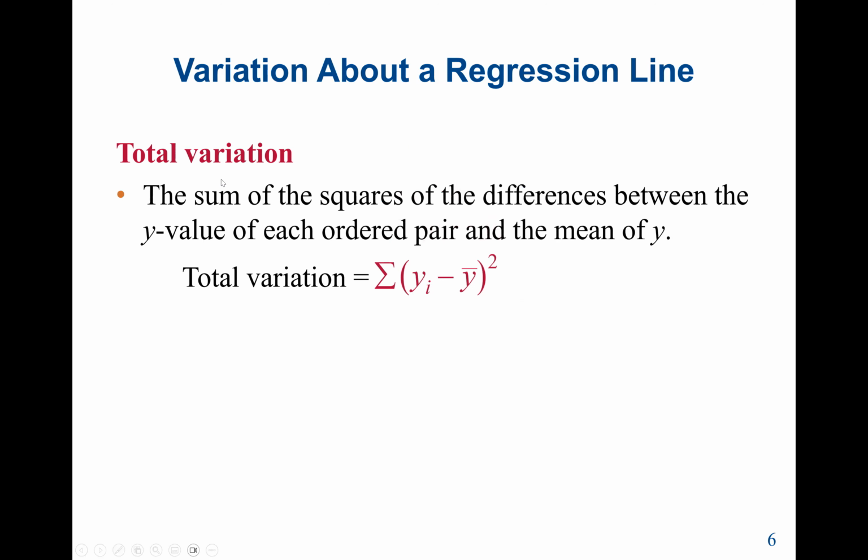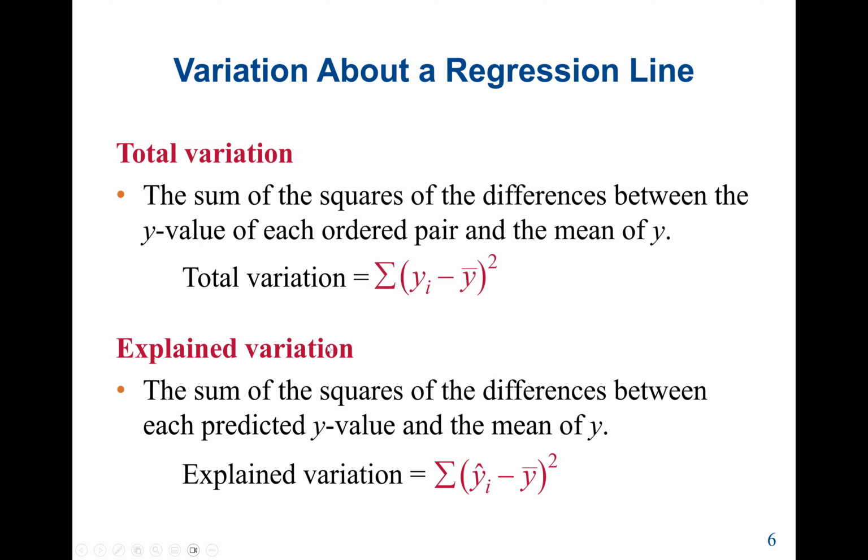Now, the total variation is the sum of the squares of the differences between the Y value of each ordered pair and the mean of Y. So the formula will be the sum of the difference of Y minus Y mean, all squared. If we have sample data of 10 values, we find the mean of those 10 values. Then we find the difference of each value from the mean, square it, and sum them all. That gives us the total variation.